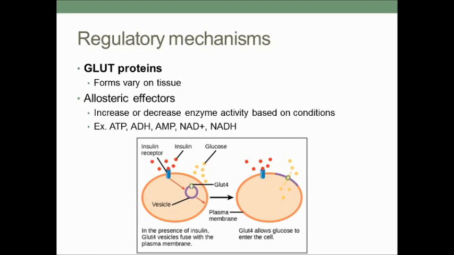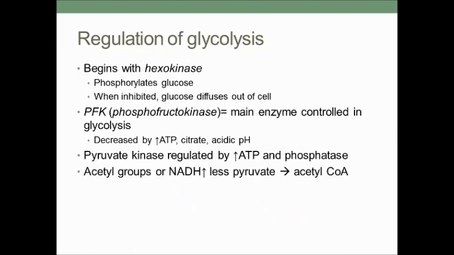Allosteric effectors can either increase or decrease the enzyme activity based on the conditions. Remember our allosteric inhibitors and activators. Some examples of allosteric effectors in this case are ATP, ADP, AMP, NAD+, and NADH. So remember, glycolysis begins with hexokinase, the enzyme, which phosphorylates glucose so that it can no longer leave the cell membrane. So when this enzyme is inhibited, glucose can diffuse out of the cell. That's a way to regulate glycolysis.